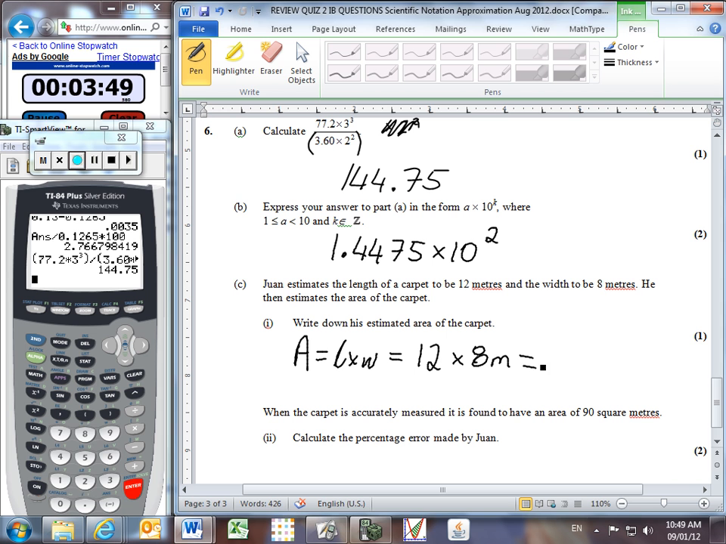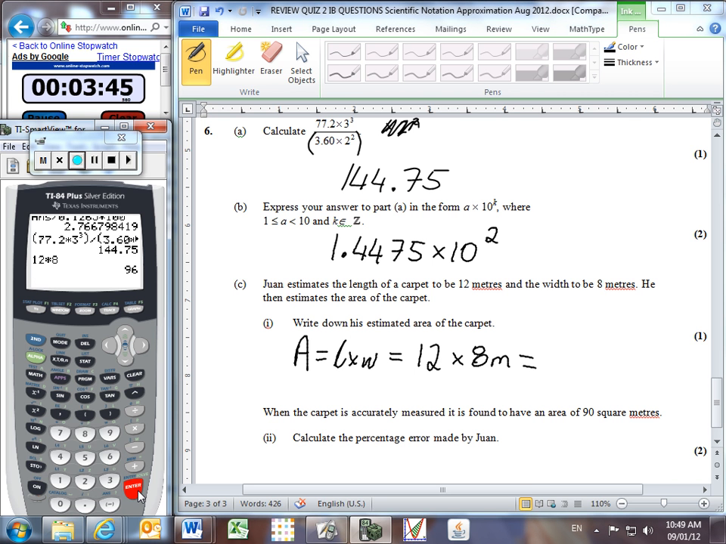And on the calculator, we are told that 12 times 8 is 96. And so we have 96. And it would be good to include the units. Now, if a length is in meters and a width is in meters, what is the area in? Hope you said meters squared.